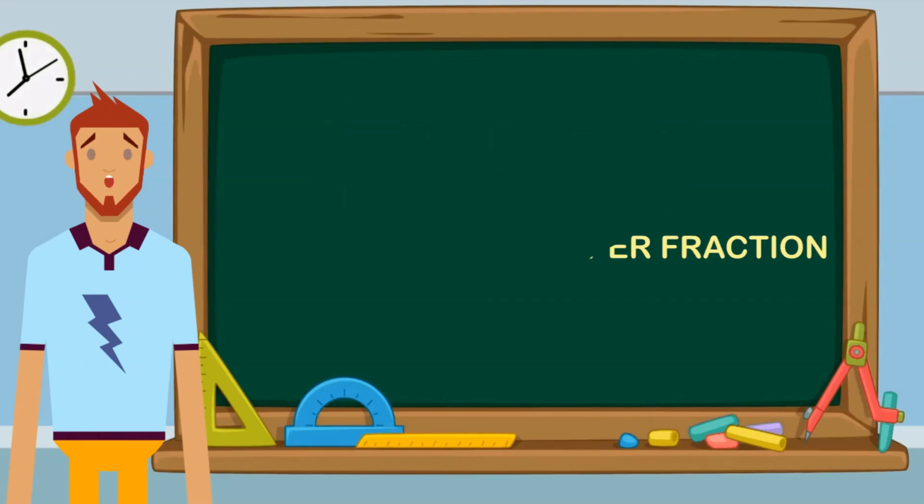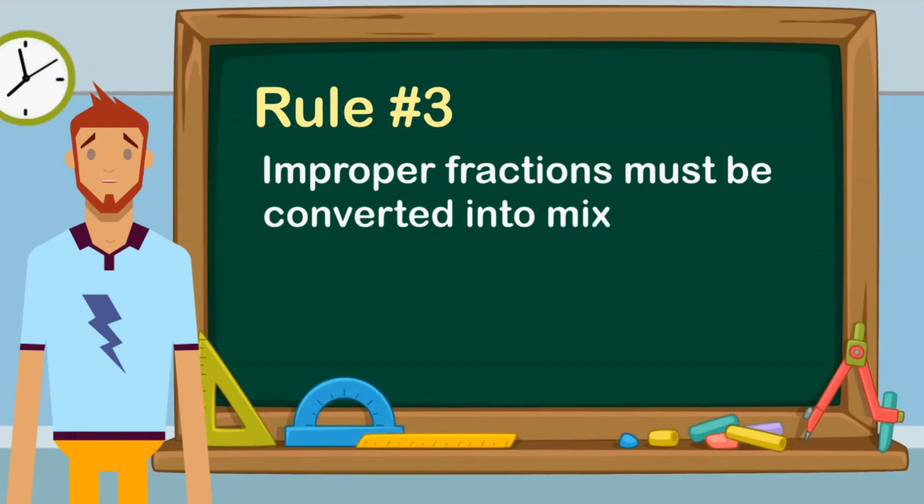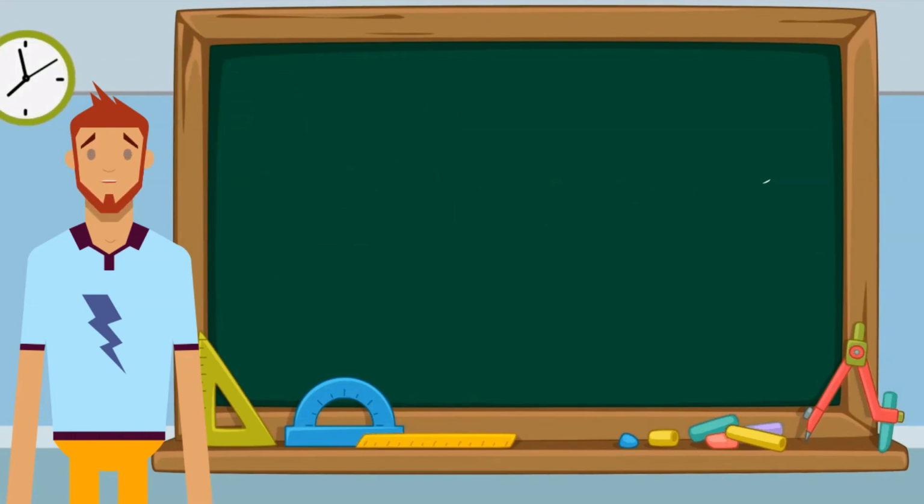Here's another rule with fractions. Improper fractions must be converted into mixed fractions. So what is a mixed fraction? Mixed fractions are fractions with a whole number right beside it.